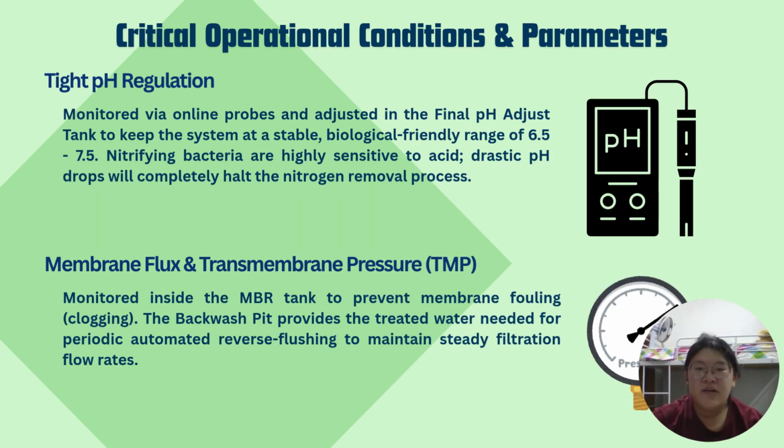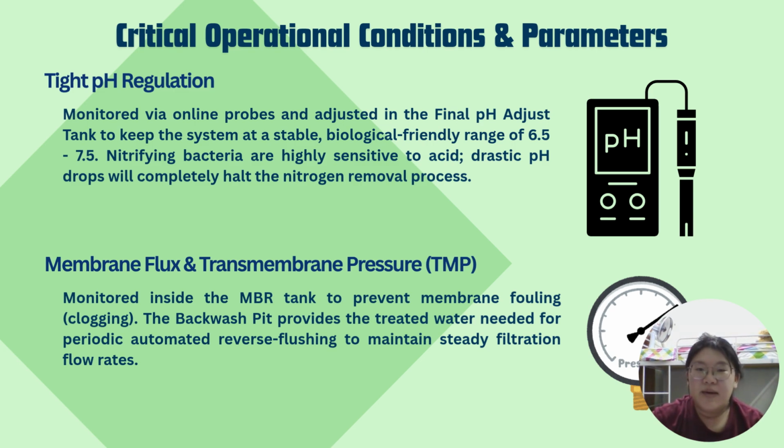Next is tight pH regulation. This is monitored via online probes and adjusted in the final pH adjust tank to keep the system at the stable and biologically friendly range, which is between 6.5 to 7.5. Since nitrifying bacteria are highly sensitive to acid, a drastic pH drop will completely halt the nitrogen removal process. By using automated chemical dosing to prevent acidification, the plant ensures that the biological treatment process remains stable.